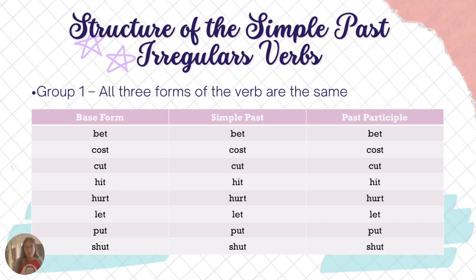Structure of the simple past, irregular verbs. We have three groups. In group one, all three forms of the verb are the same, as we see in the table. For example, base form bet, simple past bet, past participle bet; and cost, cost, cost.